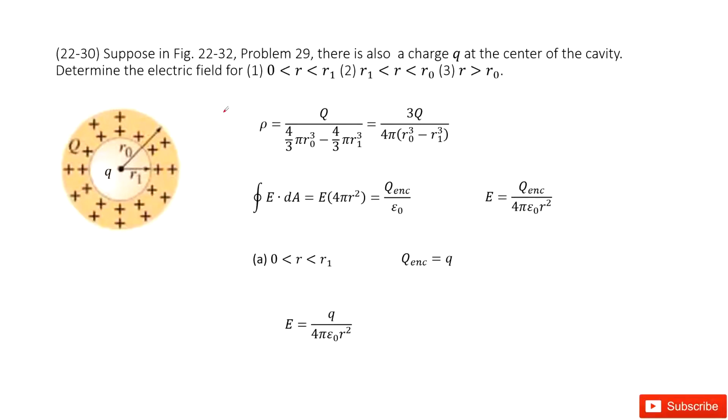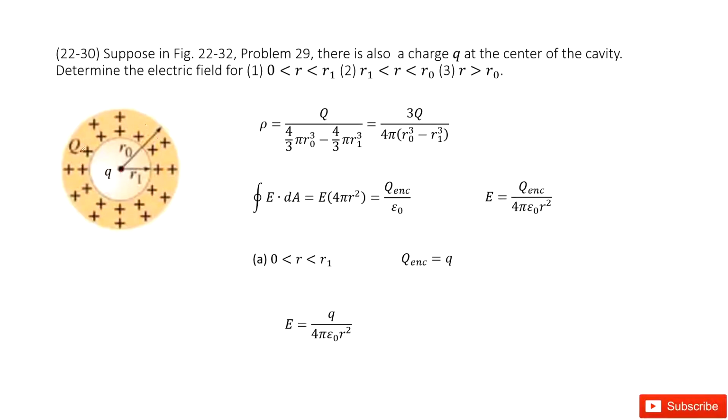Let's look at problem 30 in Chapter 22. Chapter 22 is about Gauss's law. This is a follow-up to problem 29, right? In this case, we put a point charge Q at the center of this cavity.